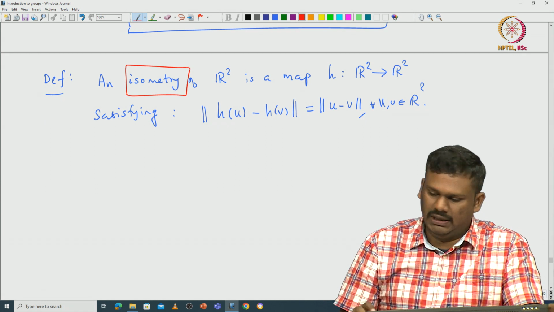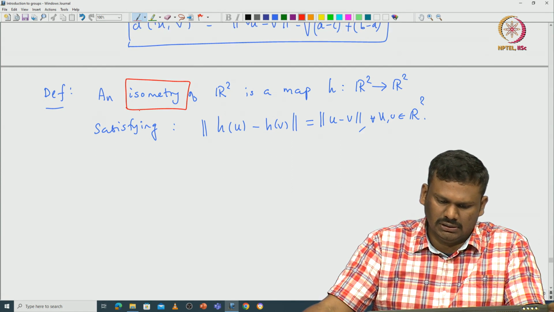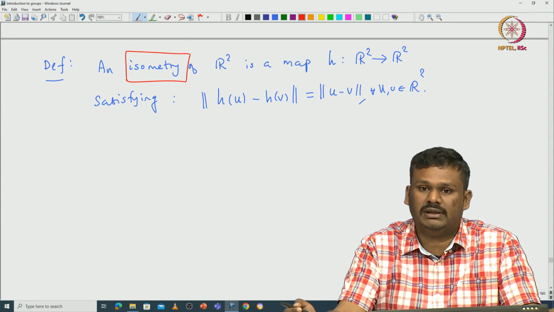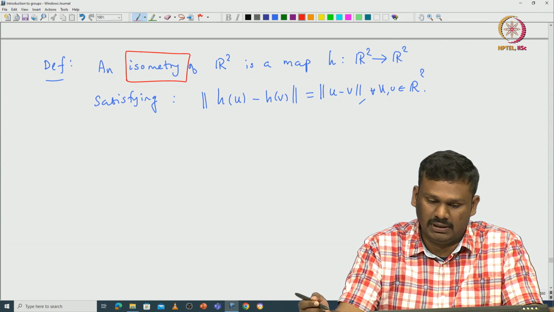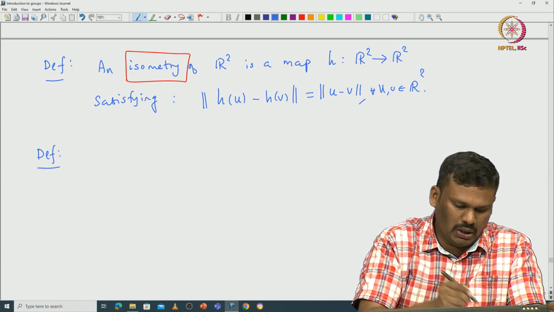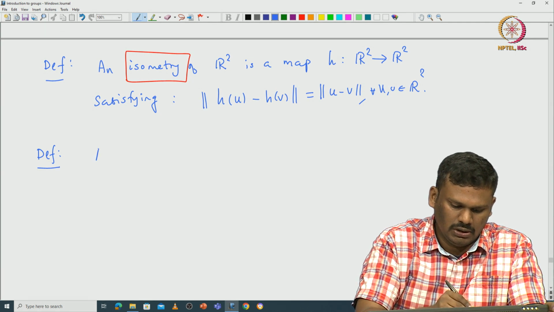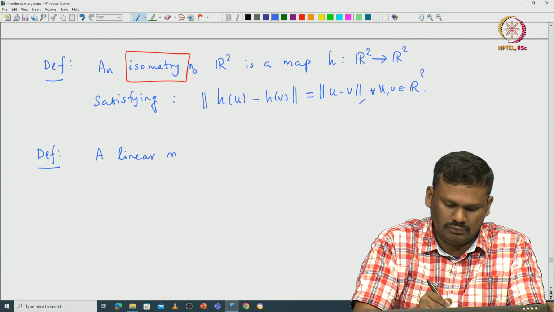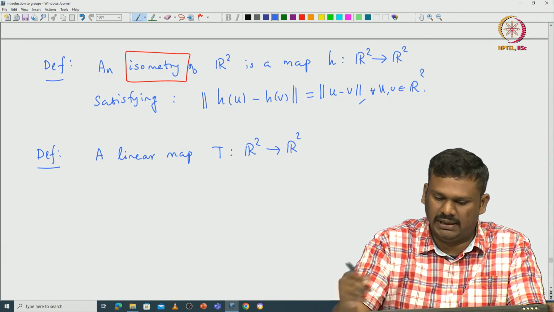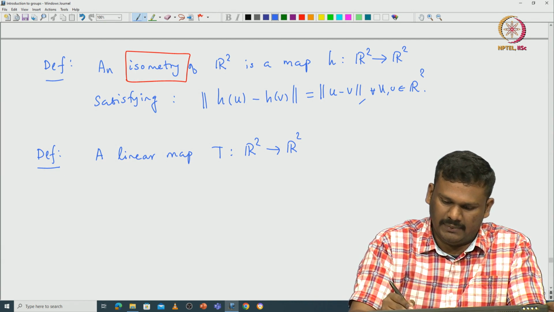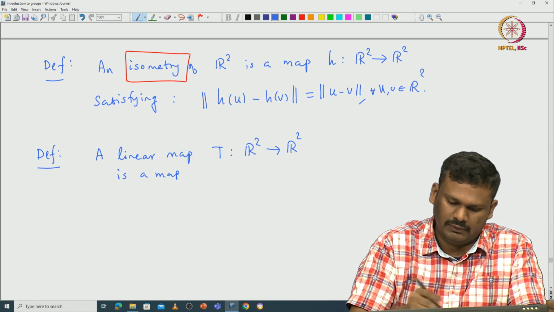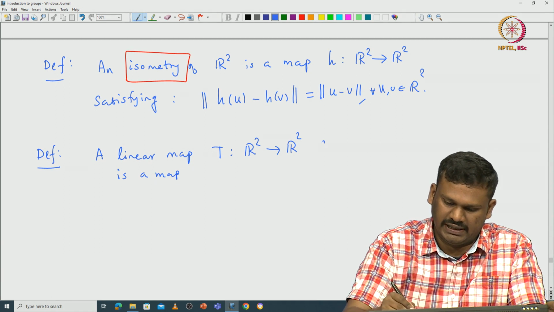Now we need another definition of maps, called linear maps, because these isometries have a very close relationship with linear maps. So, we need that definition. I am just going to recall what a linear map is. A linear map from R2 to R2, denoted by T, is a map satisfying the following conditions.